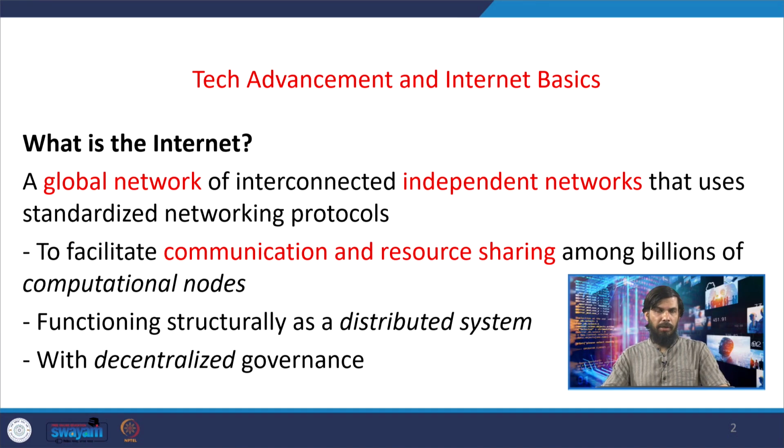So, it is a global network. That means pretty much all the networks are connected to this global network, and protocols for communications and other aspects are pretty much standardized. And the main thing that is happening through this internet, which works more like an infrastructure, is that communication between computational nodes and resource sharing across the network is being facilitated. So, it facilitates communication and resource sharing among billions of computational nodes.